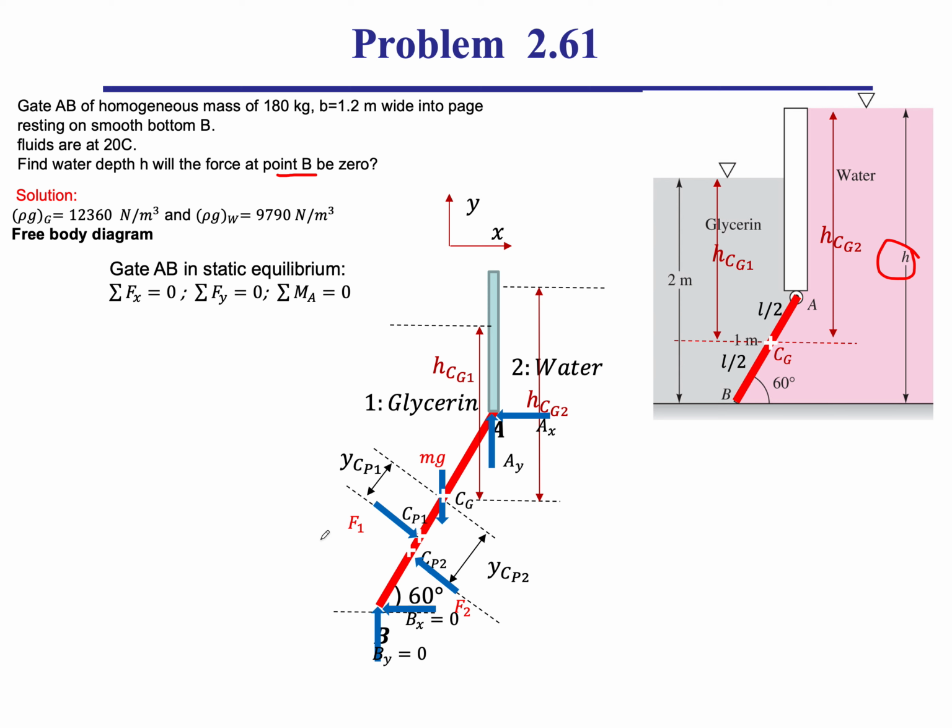So let's see what we know and what we don't know. We have the reactions at A: two orthogonal forces, which we don't know. The F1, we can get it easily because we have everything known for the glycerin. But for the water side, we don't know what the height H is. We were asked to find it. So we don't know the magnitude of force F2, which means we also wouldn't know where the location YCP2 is going to be, because it depends on F2.